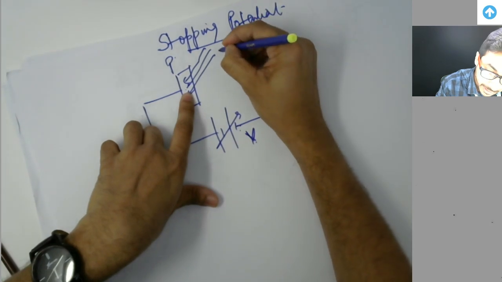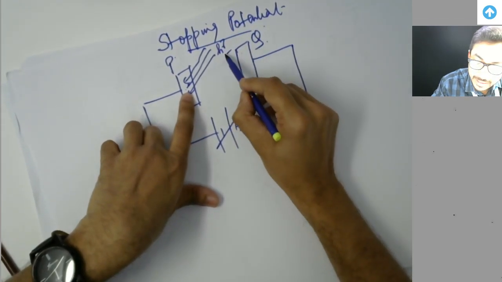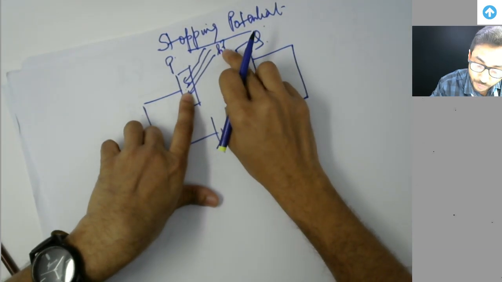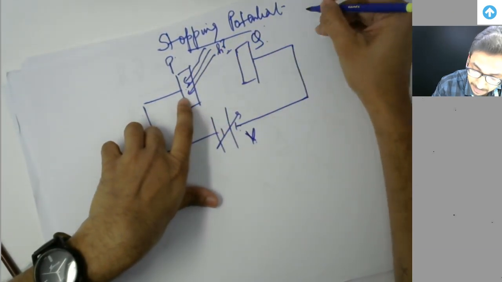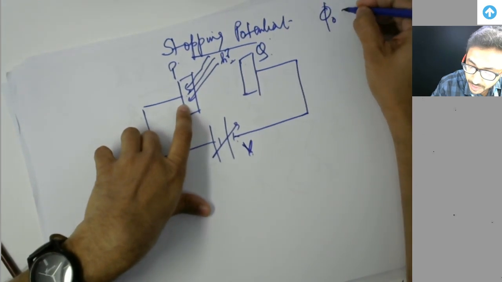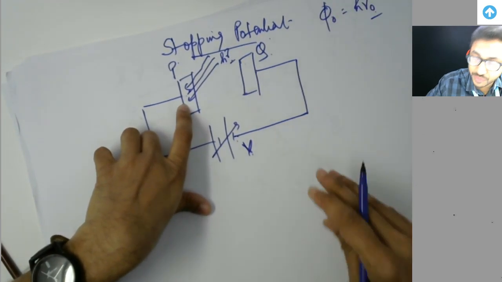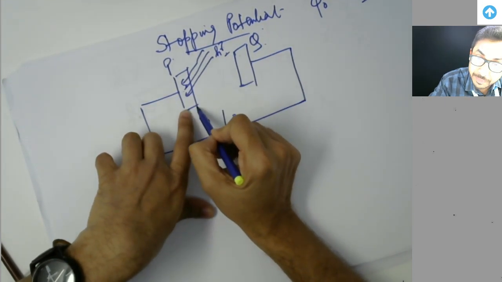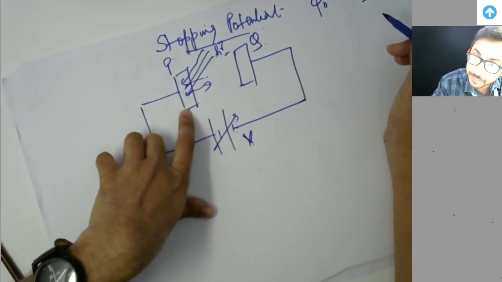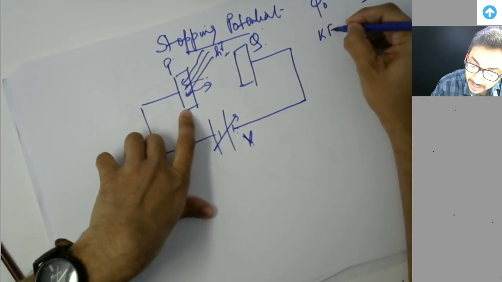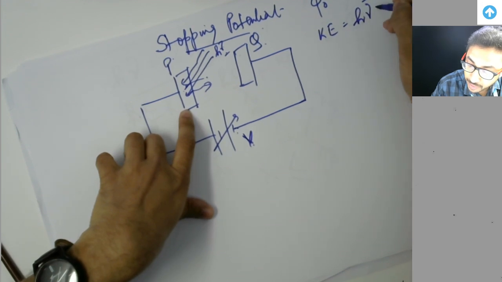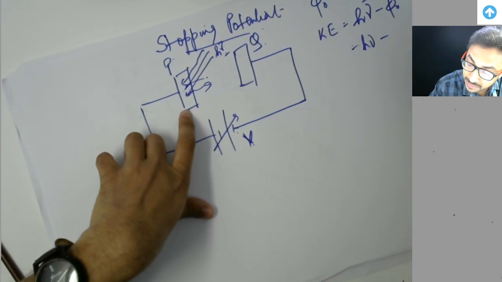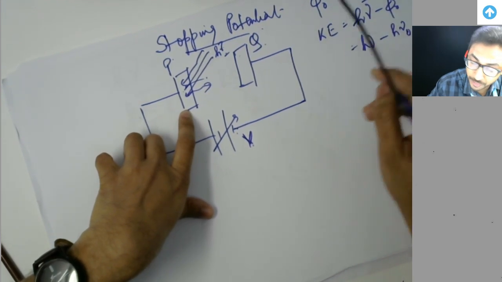Now, what is happening? H nu is the energy of the incident photon, where nu is the frequency of the photon. And this metal plate P has the work function phi 0, which is h nu 0. Now, when photons are incident on the plate P, electrons are emitted. They have the kinetic energy which equals h nu minus phi 0, which is nothing but h nu minus h nu 0.